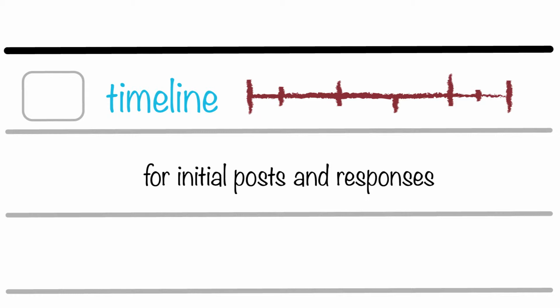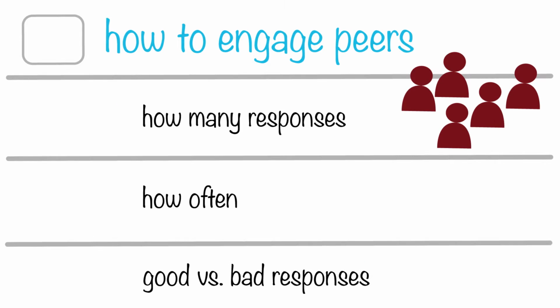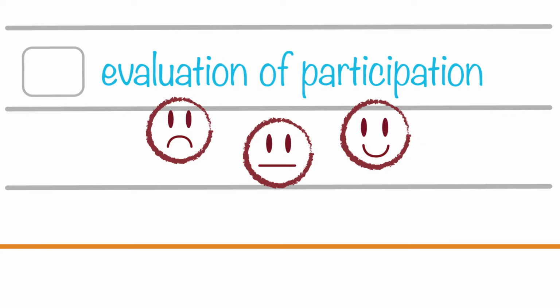Students need to know how they are expected to engage their peers. For instance, how many peers should they respond to? How often should they respond? And what constitutes a good response or good feedback? They also need to know how they will be evaluated for participation in this activity.